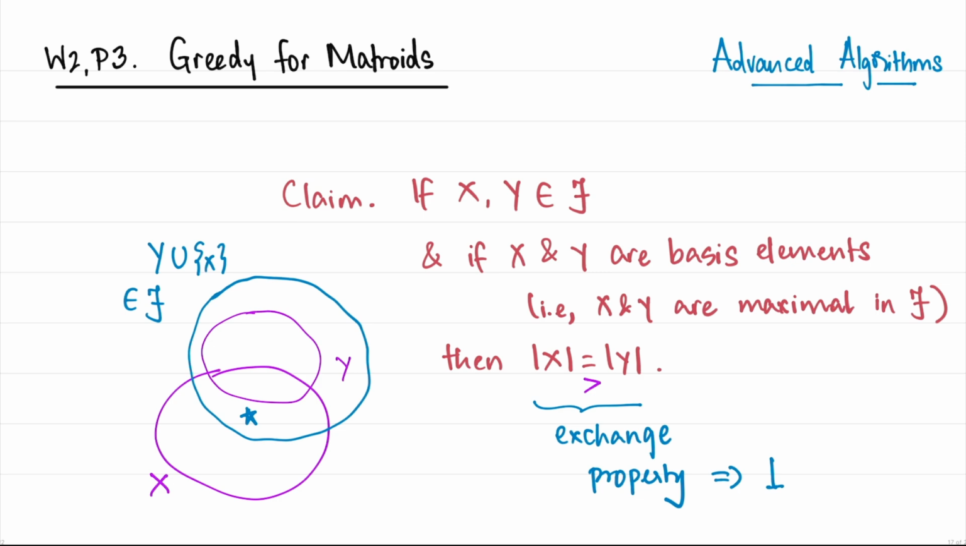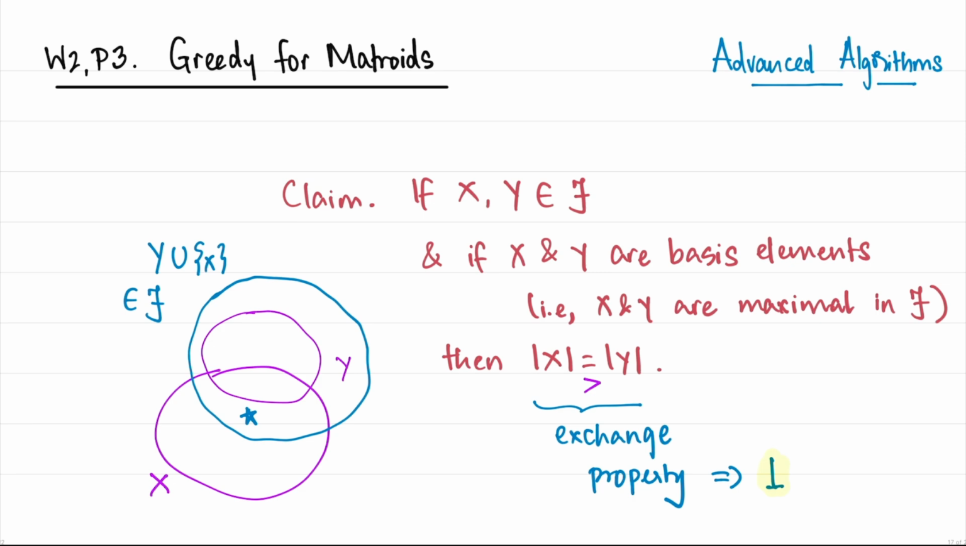I'm going to use this symbol to denote a contradiction. So what's the contradiction? The contradiction is that we have found a set which contains Y and is also independent, meaning that it belongs to F. But Y was supposedly maximal, which means that there shouldn't be any other set that contains it and belongs to F. So that is our contradiction. Therefore, X cannot be bigger than Y, and by the same argument, Y cannot be bigger than X, because if Y is bigger than X, you would have found something in Y minus X that you could add to X, and that would contradict the maximality of X.